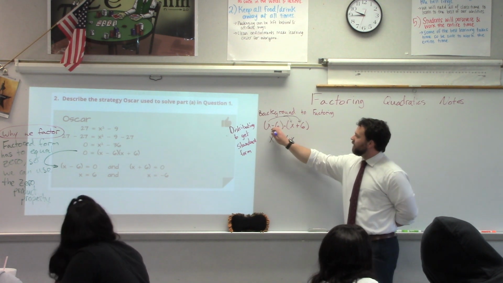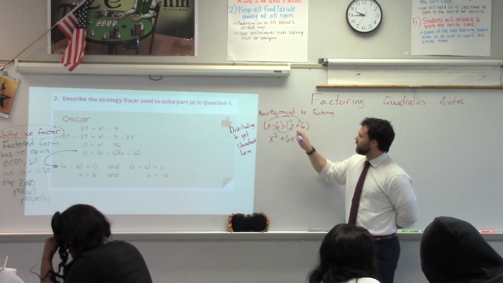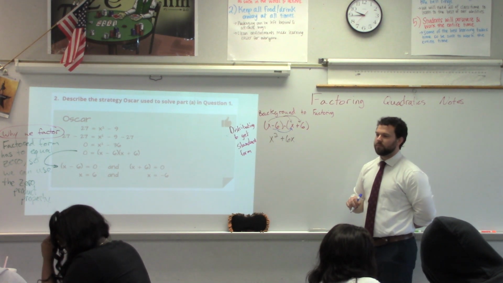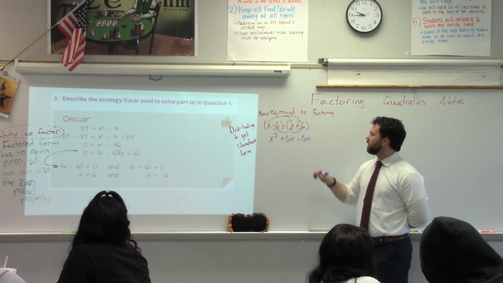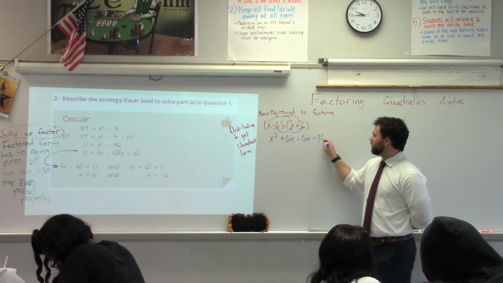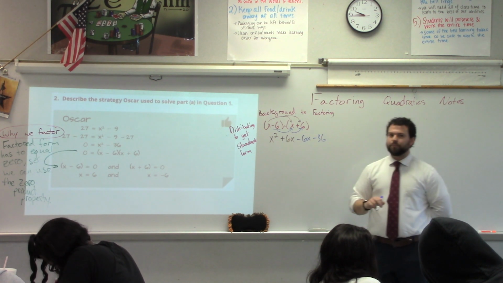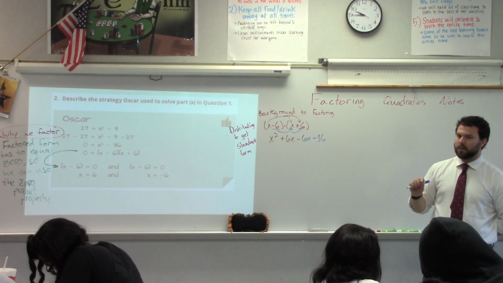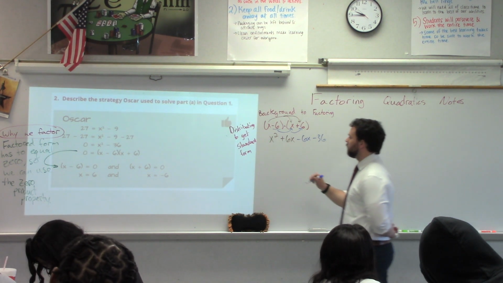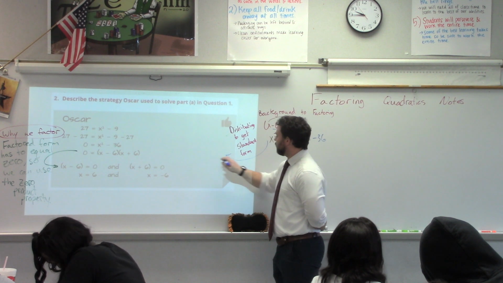Okay, so negative 6 times x, negative 6x. Negative 6 times 6, negative 36. And this is going to matter for the next step here. Make a note to yourself.